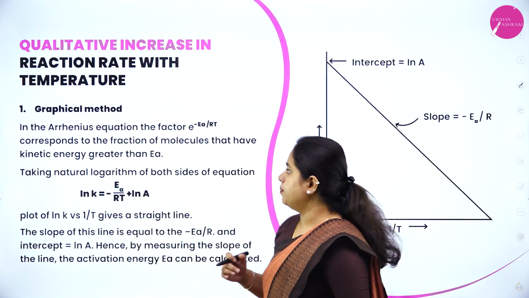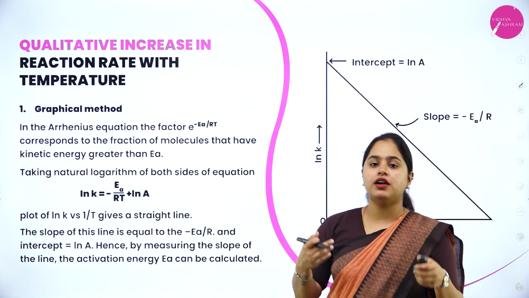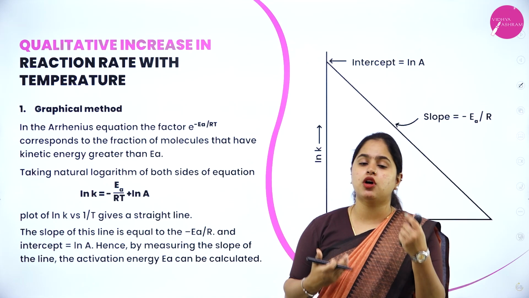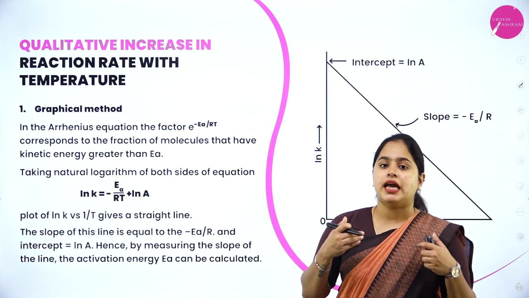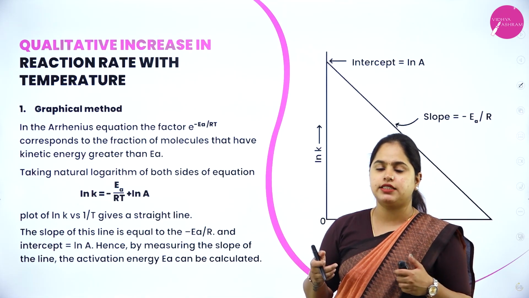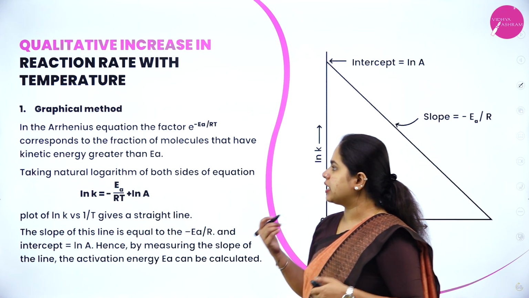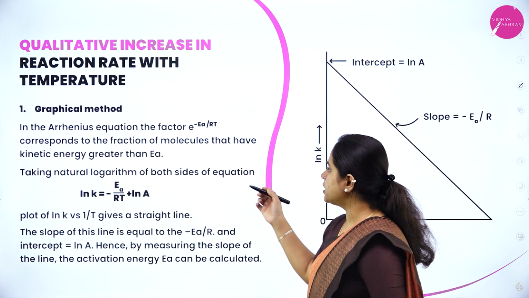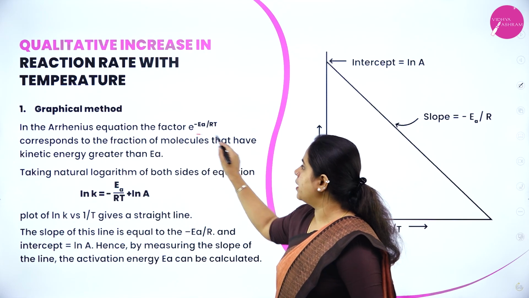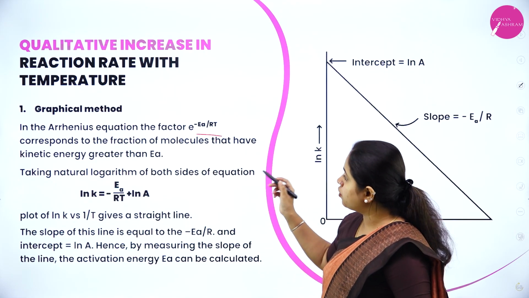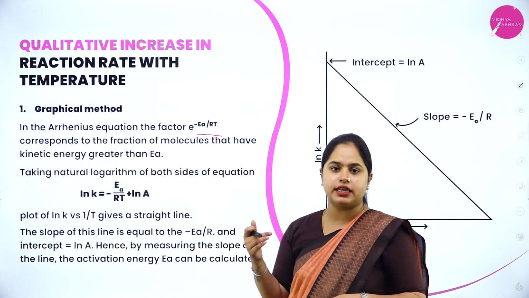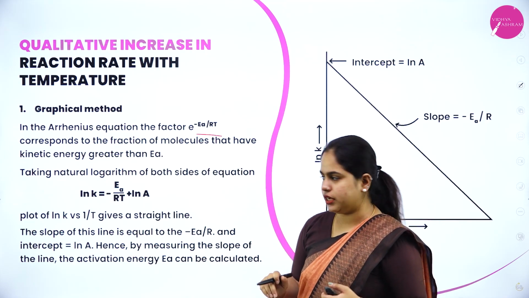Now let's move on to the next part, where we are going to find out by which methods we can calculate the energy of activation, or activation energy. The first one is the graphical method. In the Arrhenius equation, the factor e raised to minus Ea by RT corresponds to the fraction of molecules that have kinetic energy greater than the activation energy.